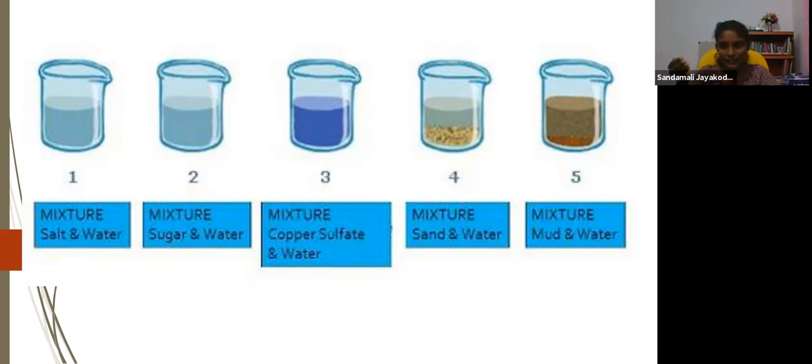And another one, the fifth one, mud and water. If we dissolve some mud, the bottom is very dark and the upper parts are somewhat cloudy. It does not become clear, somewhat cloudy and not transparent.